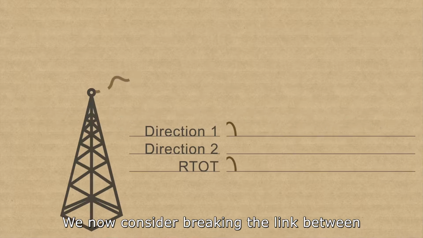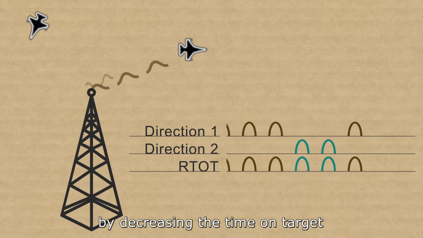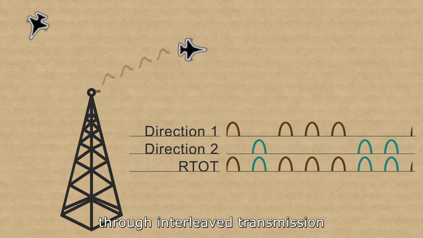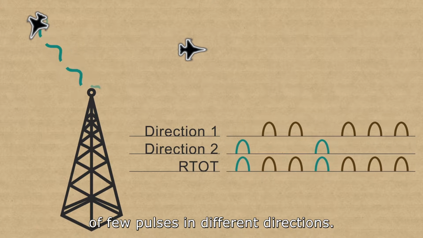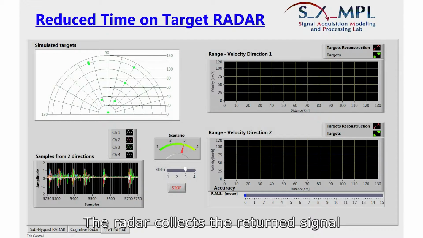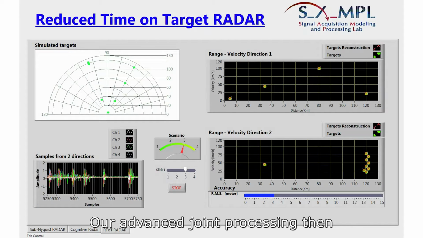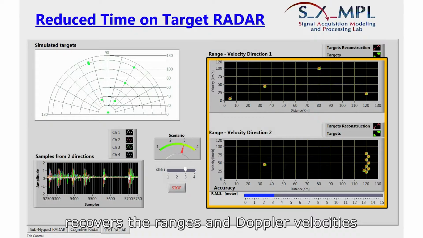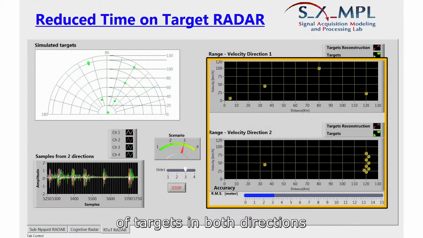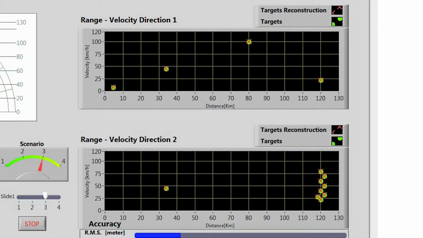We now consider breaking the link between the dwell time and Doppler resolution by decreasing the time on target through interleaved transmission of a few pulses in different directions. For example, here the targets lie in 2 different directions. The radar collects the return signal from each direction after non-uniform transmission of pulses. Our advanced joint processing then recovers the ranges and Doppler velocities of targets in both directions at a native Doppler resolution, but shorter dwell time.